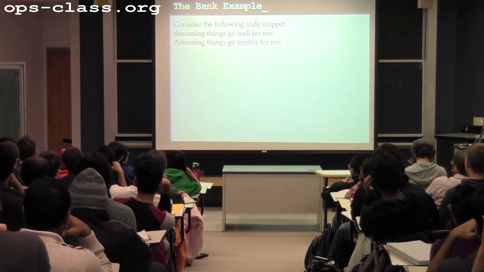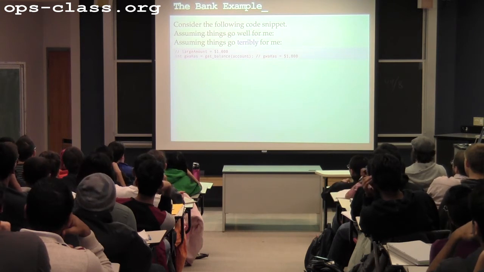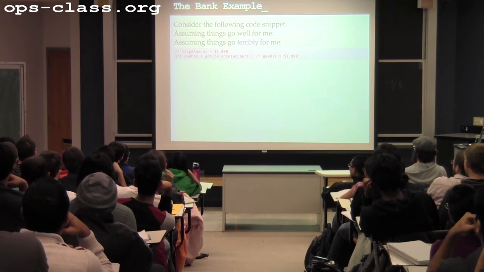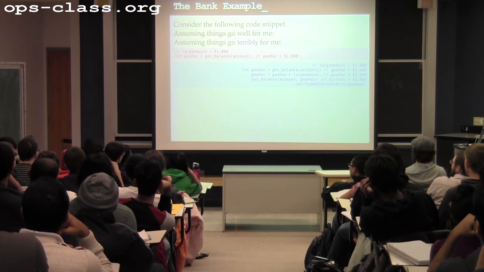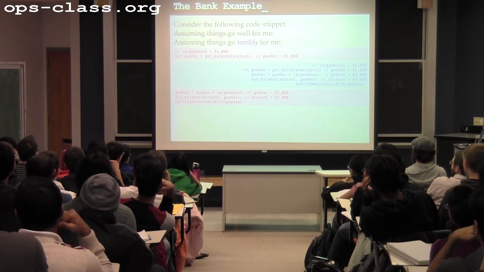Okay, so let's look at the worst case scenario. The red thread runs, it gets the balance, and now I have $1,000. What happens now? Context switch. Boom. The blue thread runs, and now the blue thread runs to completion. So now at the end of this, I have $3,000. Now what happens? Context switch, back to the red thread. When the red thread is finished, I have $2,000.